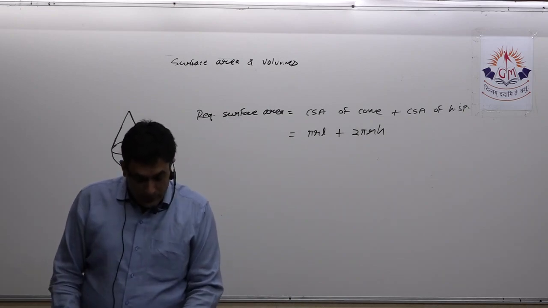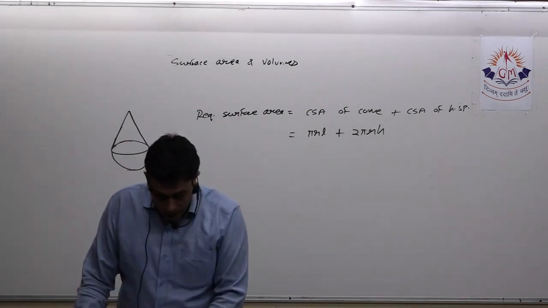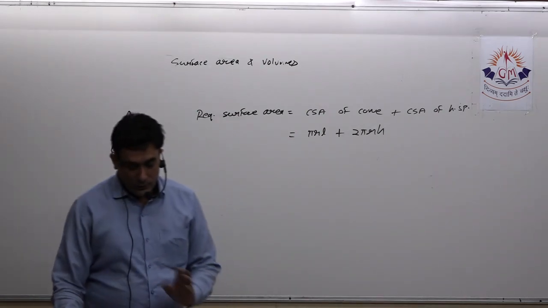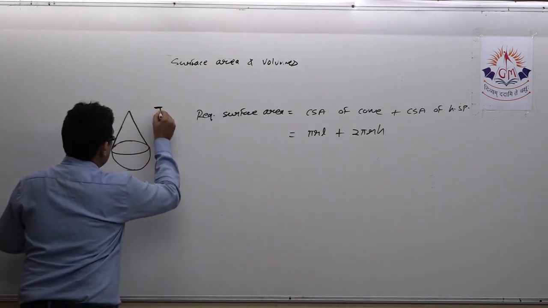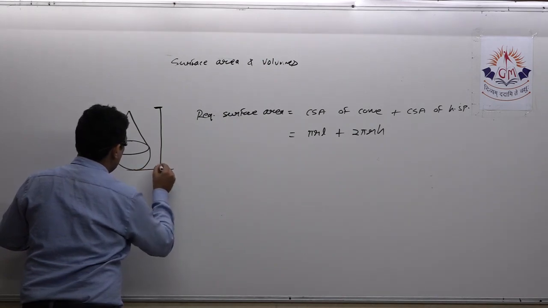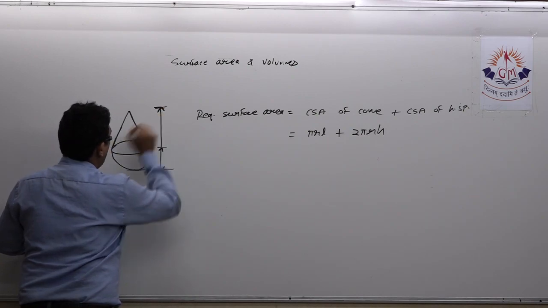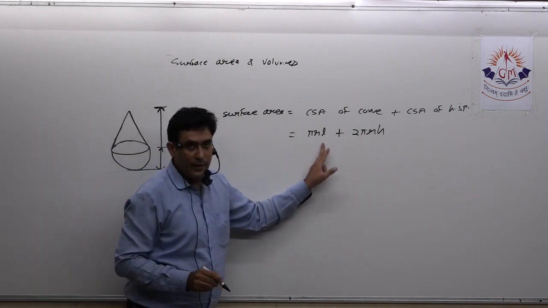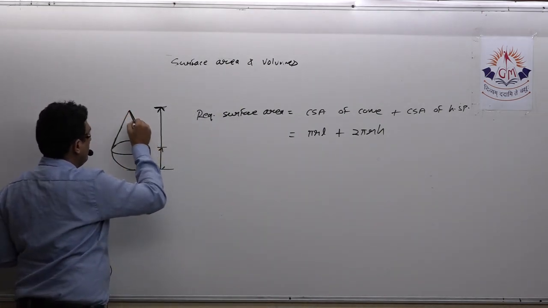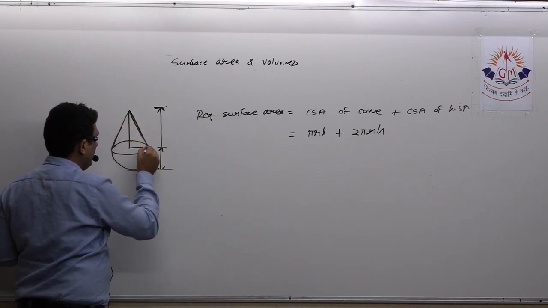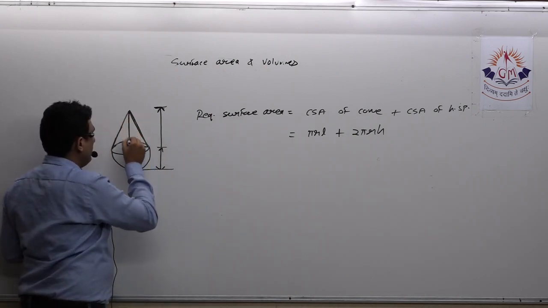Now see the question. Radius is 3.5, that means r is 3.5, given directly. Then the total height of the toy is given as 15.5. This much is the 15.5 total height. What else do we need? We need l, the slant height of the cone. To get the slant height of the cone, we must have the height of the cone as well as the radius of the cone. The radius of the cone is given, 3.5. Now we need this height.